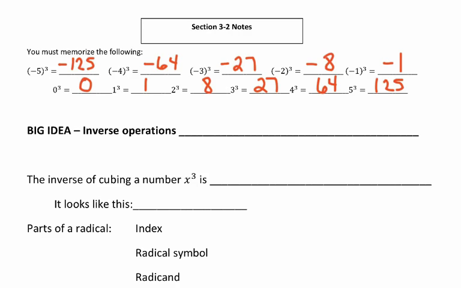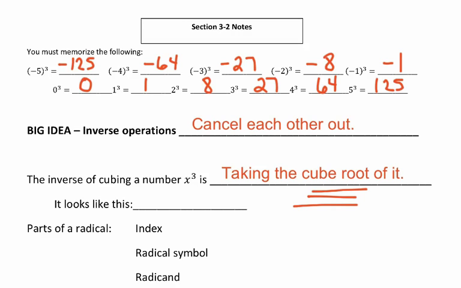The big idea is that inverse operations cancel each other out. So keeping inverse operations in mind, the inverse of cubing a number, x cubed, is taking the cube root of it. So you already know what a square root looks like. A cube root looks very, very similar. It still has the radical symbol, but it has a little tiny 3 inside the check mark. So that means cube root.